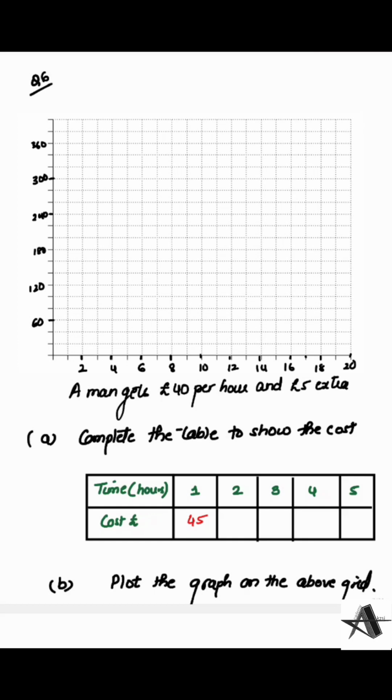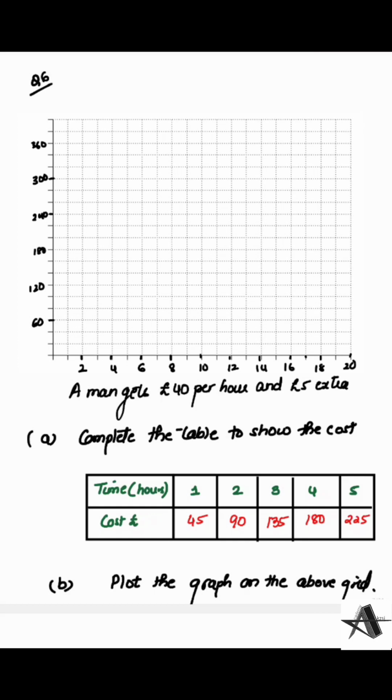So if he's working for 2 hours, it will be 45 into 2, 90. For 3 hours, it will be 135. For 4 hours, it's going to be 180, and for 5 it will give you 225. This is how we have to complete the table.